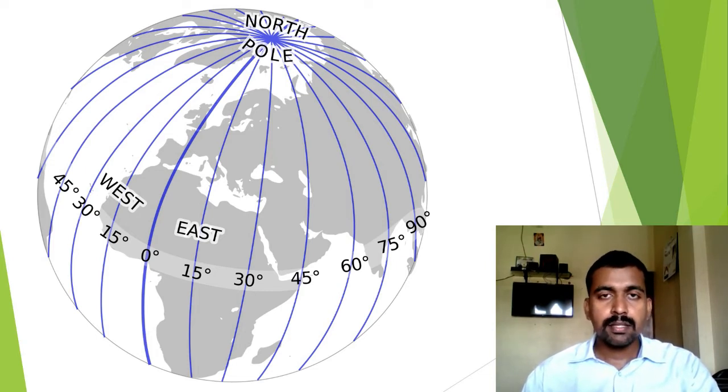These longitude lines connect to each other at the poles, because they start from one pole and end in the other pole, that is North Pole to South Pole. Then this 0 degree line, the prime meridian, divides the earth into two parts, the eastern hemisphere and western hemisphere, same like the equator. When we learned about the equator, we came to know that it divides the earth into the northern hemisphere and southern hemisphere. The same way here, this prime meridian divides the earth into the eastern hemisphere and western hemisphere.